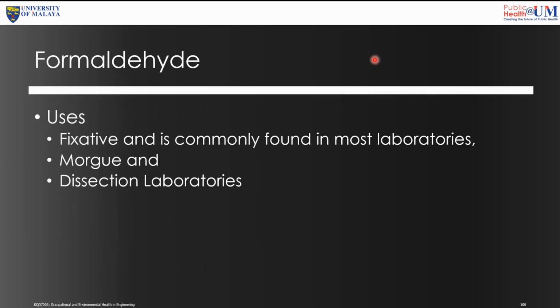So the ceiling limit is 0.3 parts per million. It is used in fixation, or commonly found in most laboratories. So what fixation is, is that when we get a sample of tissue, we try to fix it so that the tissue won't degrade. So we fix it at that point of time, basically to preserve it. The term preservative is not used, but we use the word fixation. We fix the tissue so that the tissue does not degrade over time. So fixation is commonly found in laboratories, in the morgue also, and in the dissection laboratory, as I mentioned.